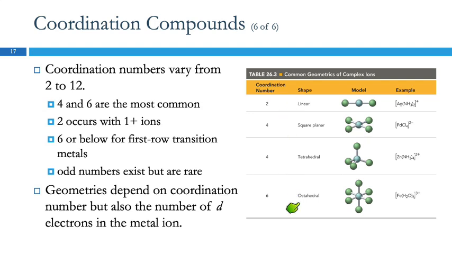And so these shapes are the same ones we learned in VSEPR theory. If you have 2 electron groups, you're going to have linear. If you have 4 electron groups, you're going to have tetrahedral, 4 electron groups, no lone pairs. Square planar would be 6 electron groups, 4 bonds, and 2 lone pairs. And 6 electron groups would be octahedral. So those should be a little bit familiar.